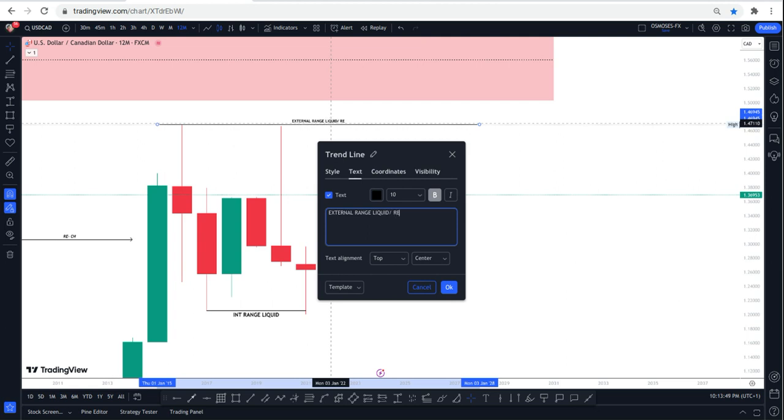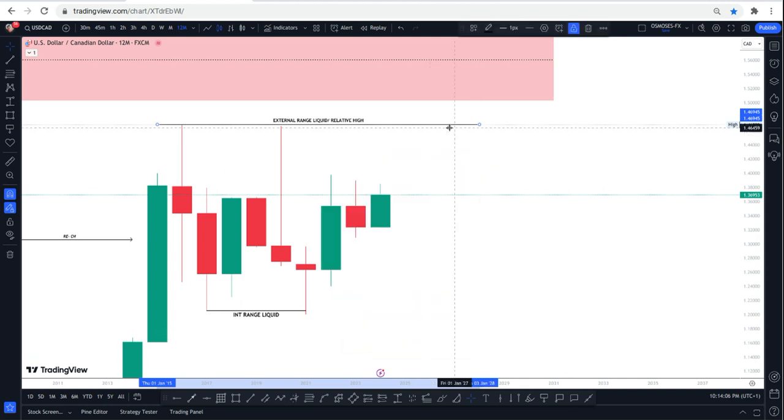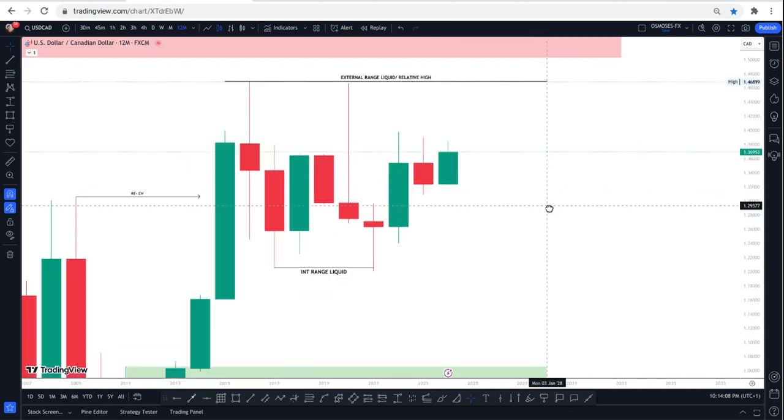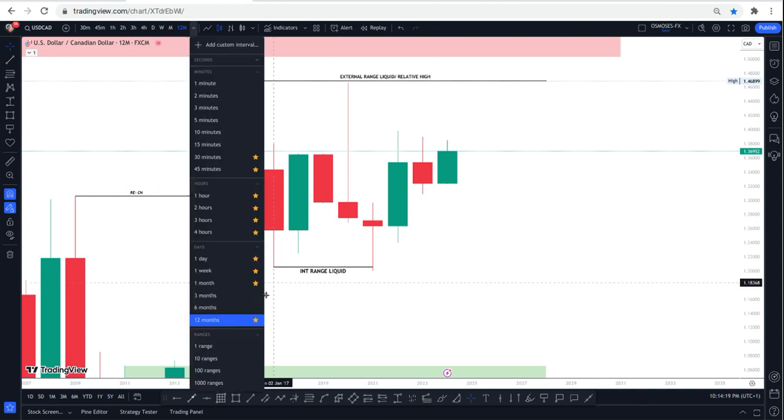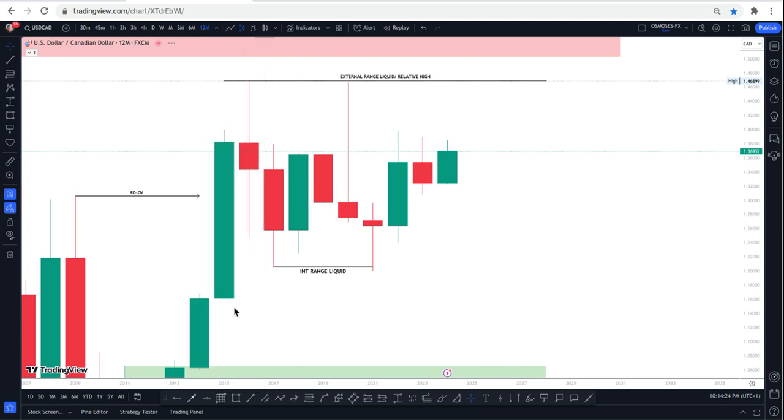Slash relative highs. Okay. So I think this should be 14. It's bigger than 12, that is fine. Visibility is fine. Okay. So we just saw it, internal range taken. We're heading for external range. So let's go down to 6 months, 3 months. Okay, all the months should be mine.